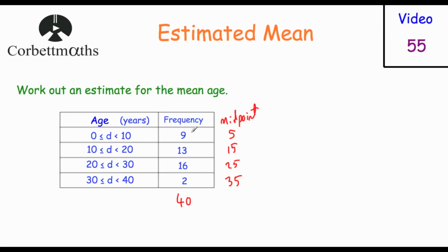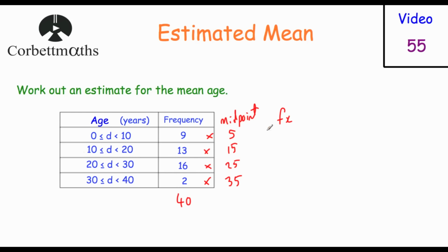So now what we're going to do is, because we're imagining there's 9 5-year-olds, rather than doing 5 plus 5 plus 5 9 times, we're just going to do 9 times 5. So we're going to do 9 times 5, 13 times 15, 16 times 25, and 2 times 35. So that tells our estimate for the total ages of the 9 people between 0 and 10, the 13 people between 10 and 20, and so on. So we'll call this column fx. And whenever you're doing the estimated mean question, you'll add on a column for midpoint, and you'll add on this fx column, and you'll times the midpoint by the frequencies, and that will tell you your fx column.